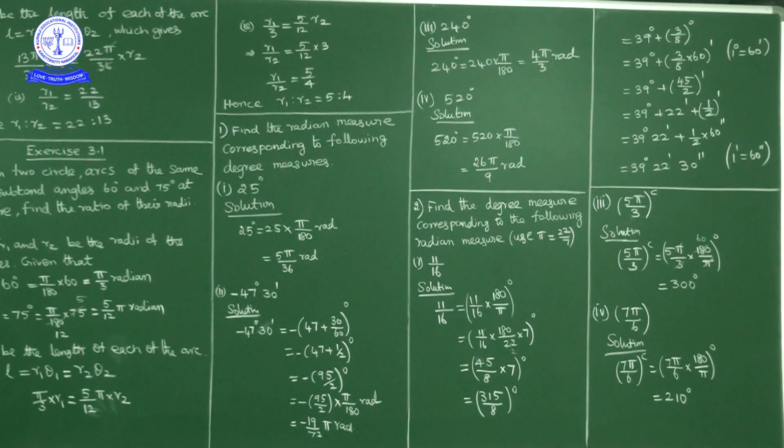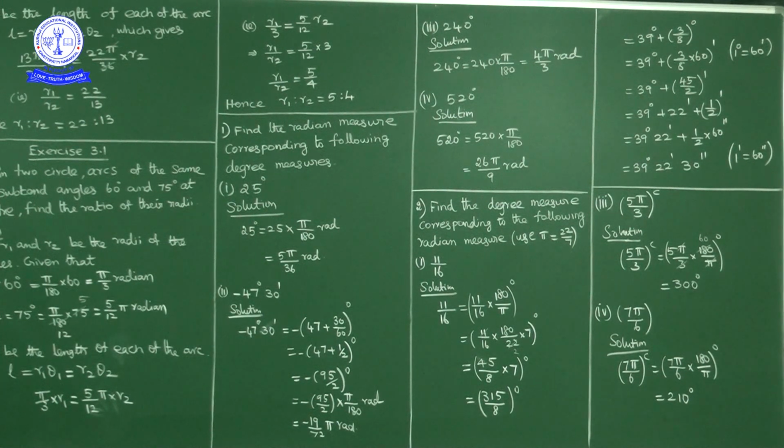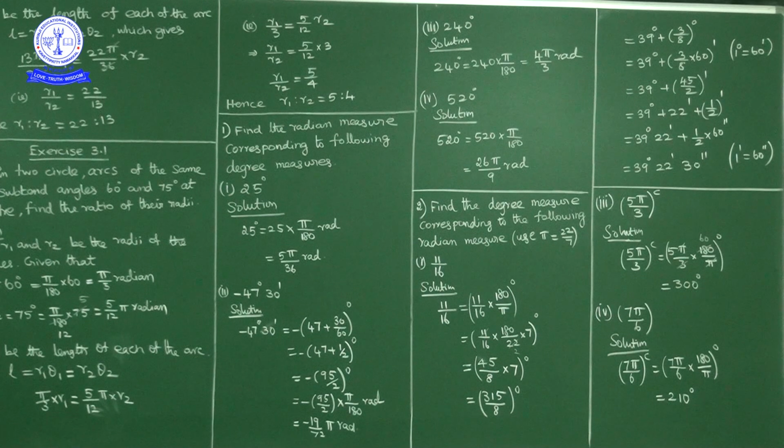So 2 degrees is equal to 2 pi by 180 radians, 3 degrees is equal to 3 pi by 180 radians, and like that we will find. Now 25 degrees is equal to 25 into pi by 180 radians, because 1 degree is equal to pi by 180 radians. The 5 cancels here, giving 5 pi by 36 radians. So 25 degrees is equal to 5 pi by 36 radians.